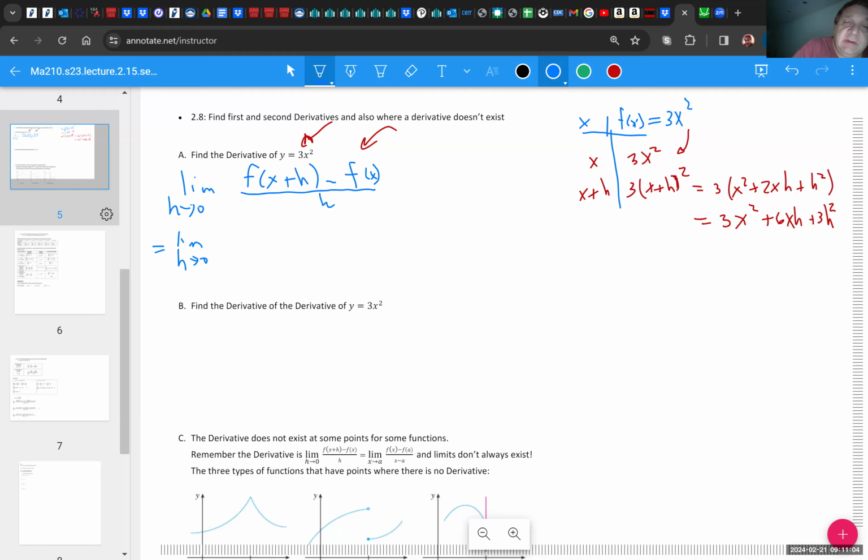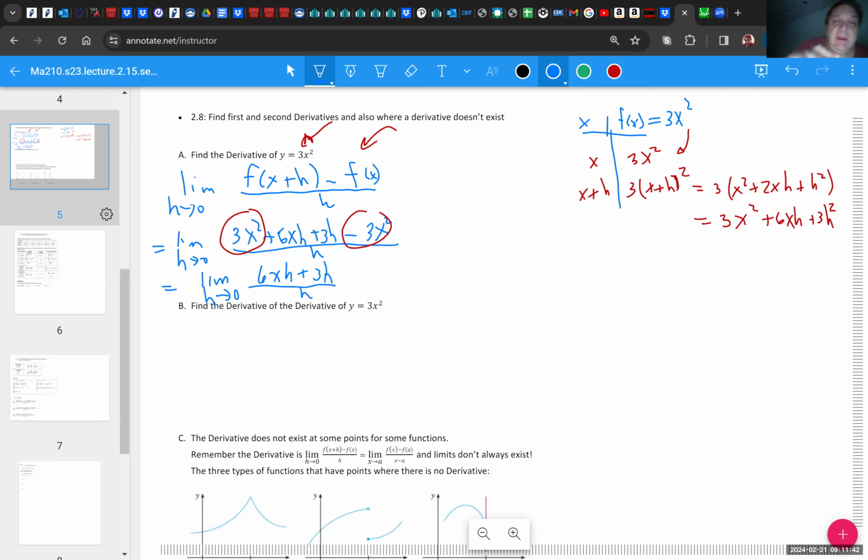Computing the limit still. f of x plus h was given as 3x squared plus 6xh plus 3h squared. And then f of x is 3x squared. And then the denominator is just h. Okay, and then I get the limit as h approaches 0. In the numerator, we have a 3x squared and we have minus 3x squared. Those add to 0. So all I'm left with on the top is 6xh plus 3h divided by h. And we'll need to simplify this.